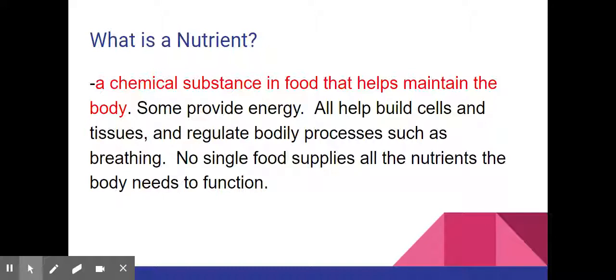What is a nutrient? A nutrient is a chemical substance in food that helps you maintain the body. Some provide energy, all help build cells and tissues, and also regulate bodily processes such as breathing. No single food supplies all the nutrients the body needs to function.